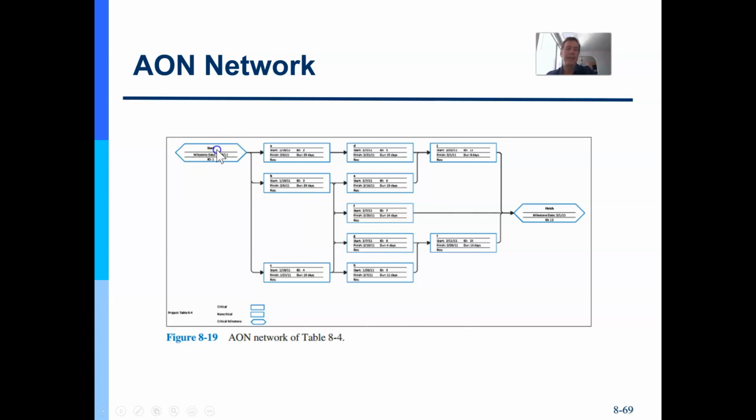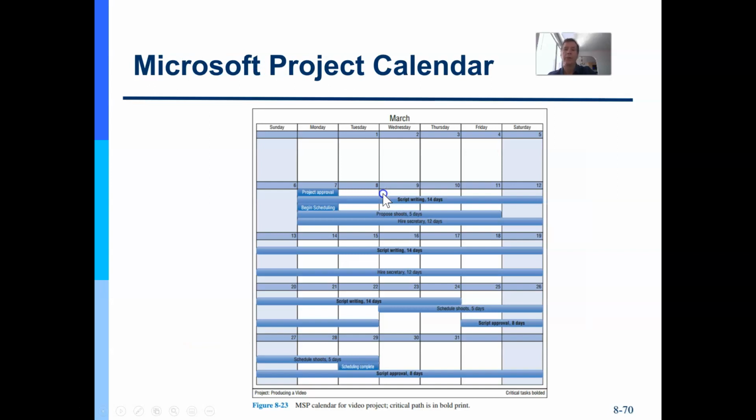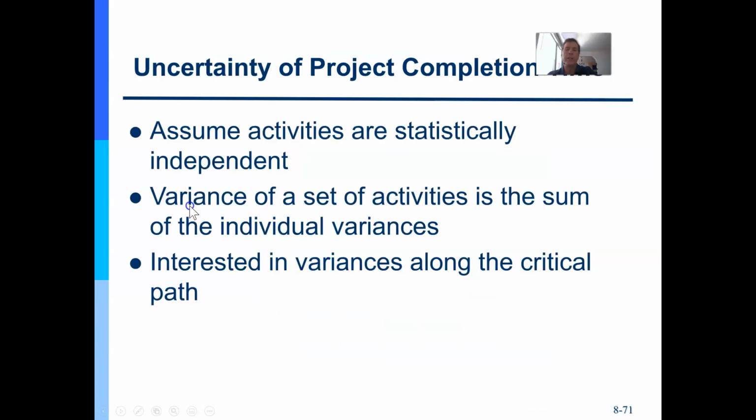Still, it's the CPM method, right? The activity is happening here. We have dependency arrows. So we're going to talk just in terms of critical path method. Now, Microsoft Project will put this in terms of a calendar. I like that, but it's not really necessary for this course. It's a nice tool to use.